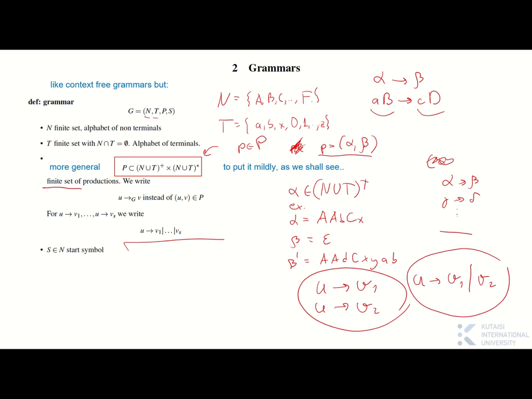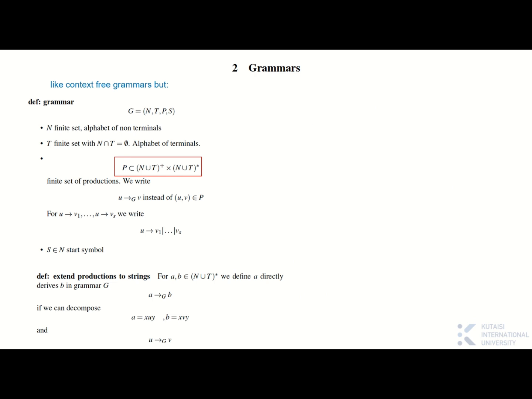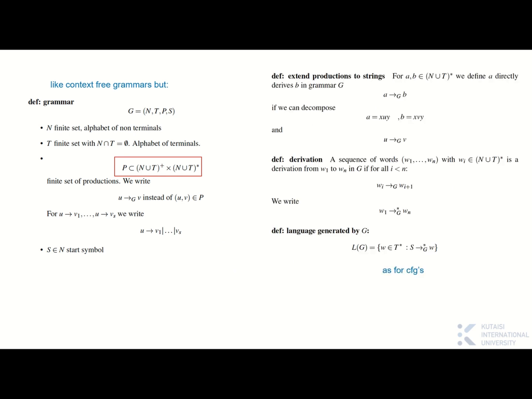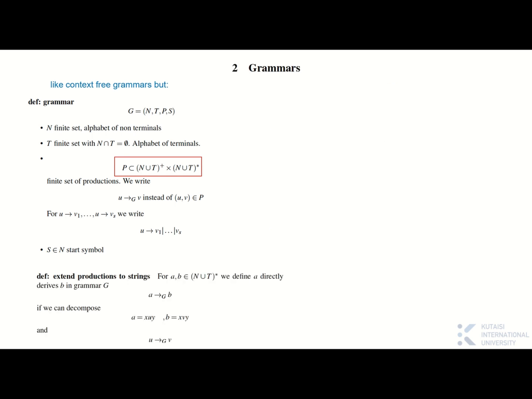And then what else? I have non-terminals, terminals, productions, and then there's just one S. S is a non-terminal I call a start symbol. And let me give you an example. Before explaining extended production of strings, let's give you an example first, even though I haven't given you a definition of what derivation is. But since you all have seen the grammar, I will give you an example. So let's create this grammar here.